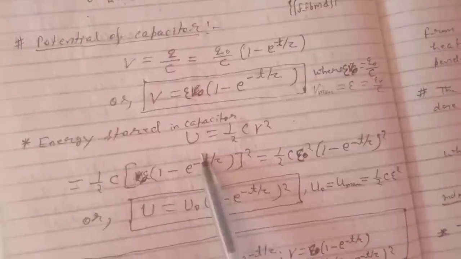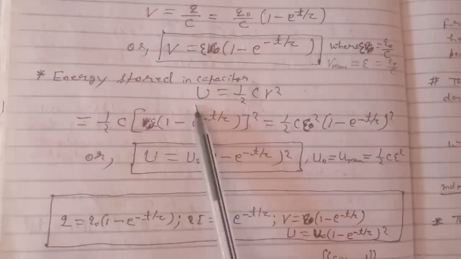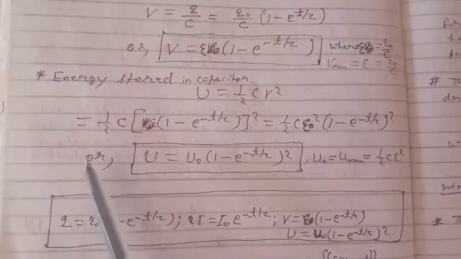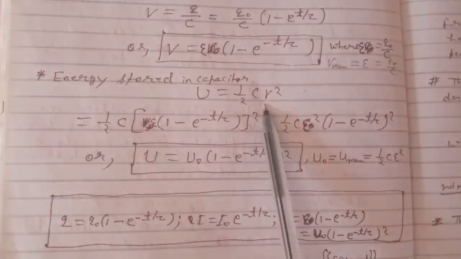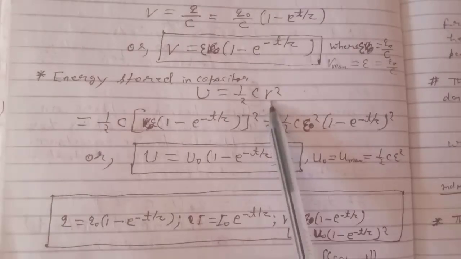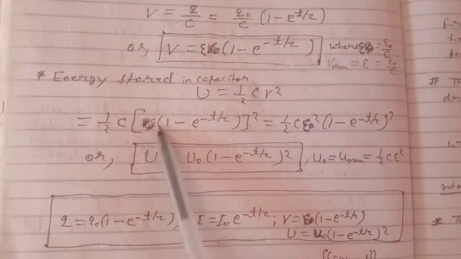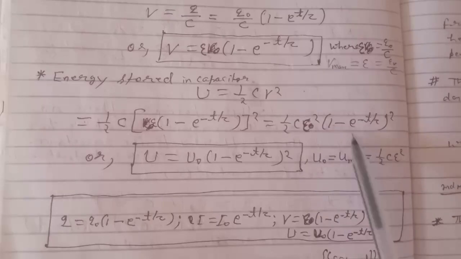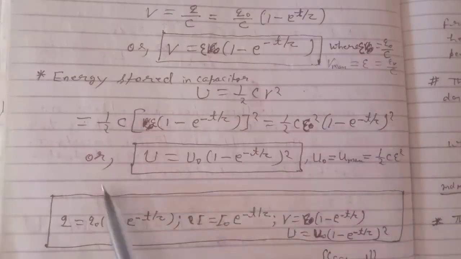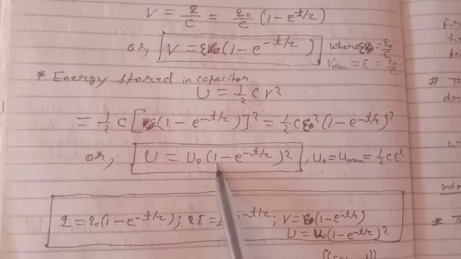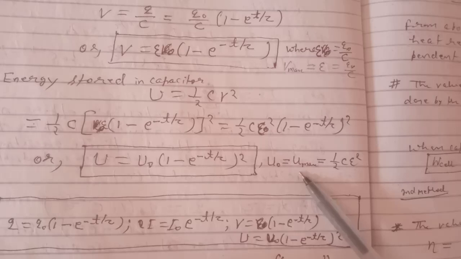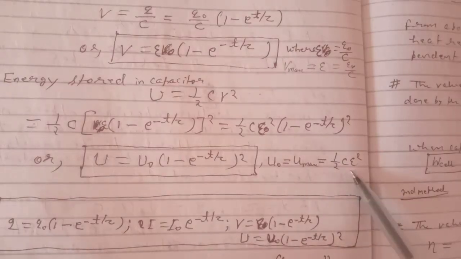Now, energy stored in the capacitor. We have the formula for energy. Potential energy stored in a capacitor, U equal to 1 by 2 CV square, that is electric potential energy, or 1 by 2 C into, using the value of V, which is E into 1 minus e to the power minus t by tau, to the whole square, or 1 by 2 C E square into 1 minus e to the power minus t by tau to the whole square, or U equals U naught into 1 minus e to the power minus t by tau to the whole square, where U naught is the maximum potential energy in the capacitor, whose value U max is given by 1 by 2 C E square.